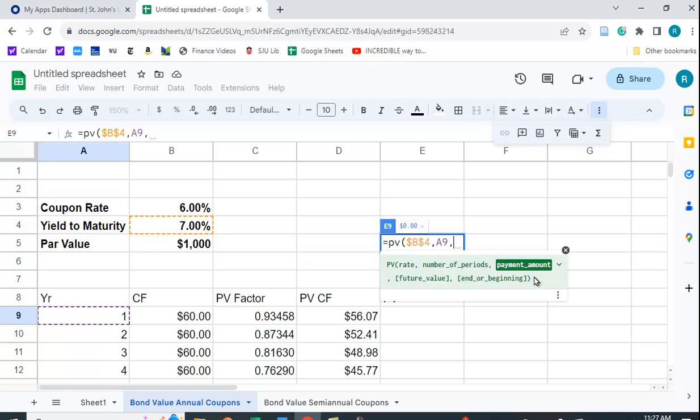Payment amount, this is for an annuity. We don't have an annuity here, or we don't want to use the annuity function. I'll show you how to do it with an annuity function. So I'm going to put in a 0 here, and the future value, there's no par value either. I'm sorry, the future value is this amount.